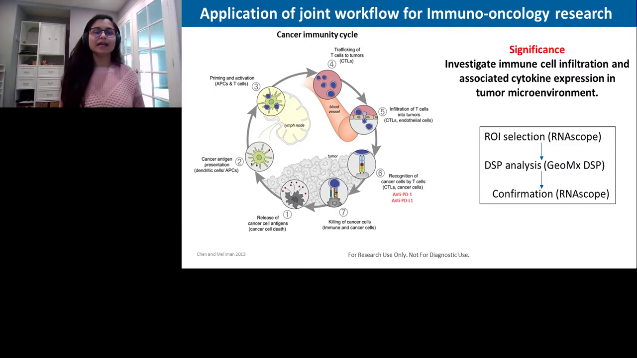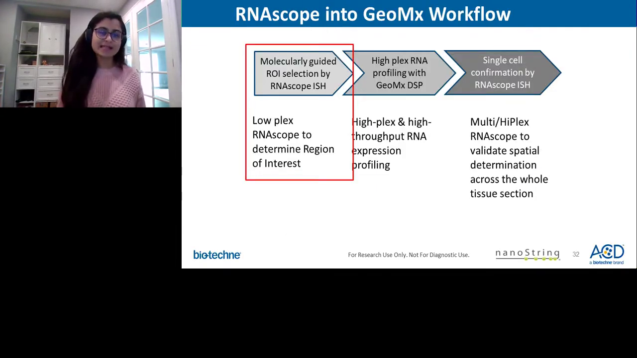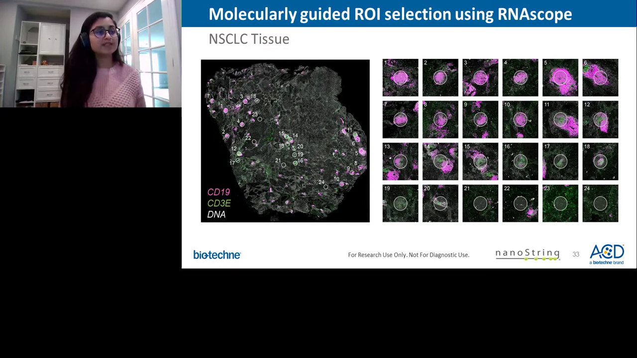Since CD3 and CD19 are the most common immune cell markers that would detect T cells and B cells respectively, we use them as molecular guides to perform RNAscope. As you can see here, the expression of the CD19 and CD3 markers varied dramatically based on different regions within this non-small cell lung cancer tissue. And we decided to profile 25 different regions of interest with variable CD19 and CD3 expression using the GeoMx DSP.